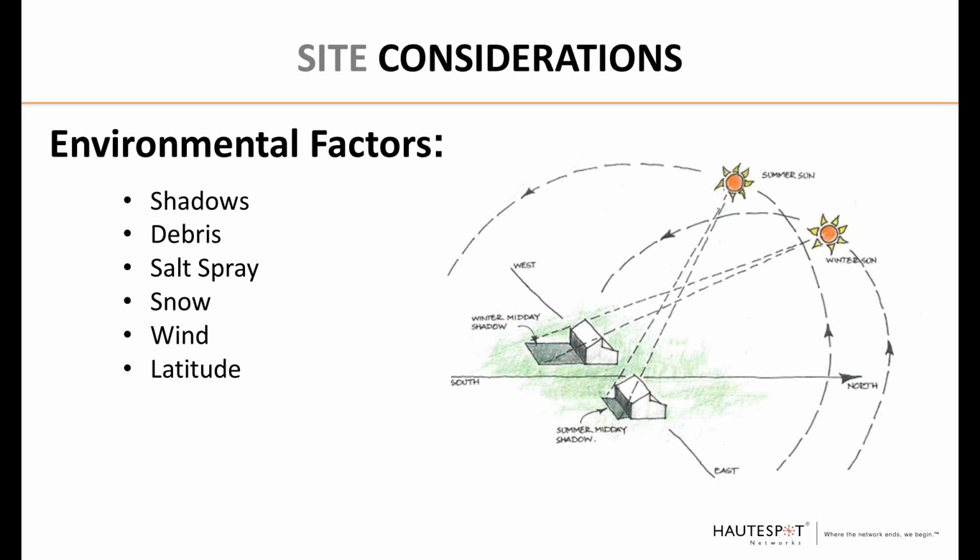Watch for potential debris creators such as trees, salt spray if you're near the ocean, and snow. Sand is also a potential factor that can reduce the power output of the solar panels as it can accumulate on the solar panel. The latitude of your location also plays a significant role in the overall power creation potential of your system.